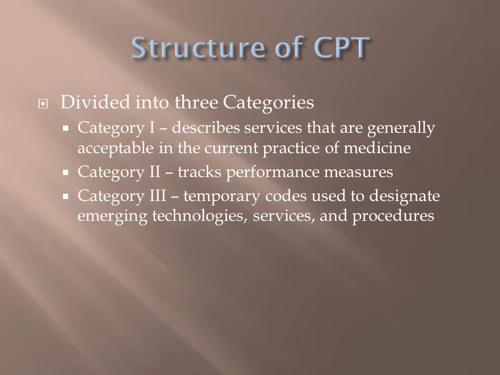Category 3 codes are temporary codes used to designate emerging technologies, services, and procedures. These codes have 4 numeric characters followed by the letter T. Category 3 codes usually remain in CPT for 5 years.